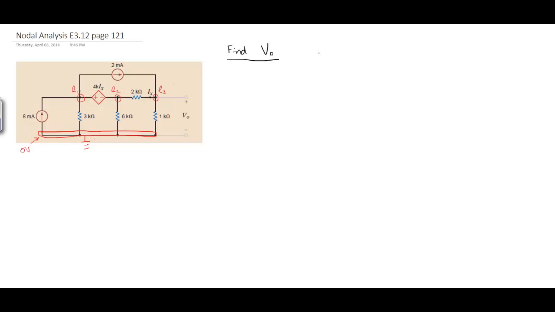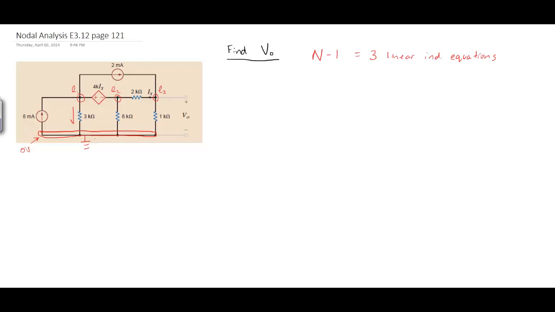And according to the method for nodal, we know that there will be the amount of nodes minus 1. So what's that? 4 minus 1. 3 linear, independent equations needed to solve for all the nodal voltages. That's not too bad.